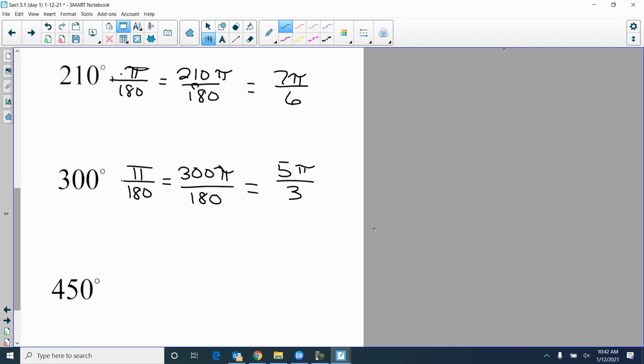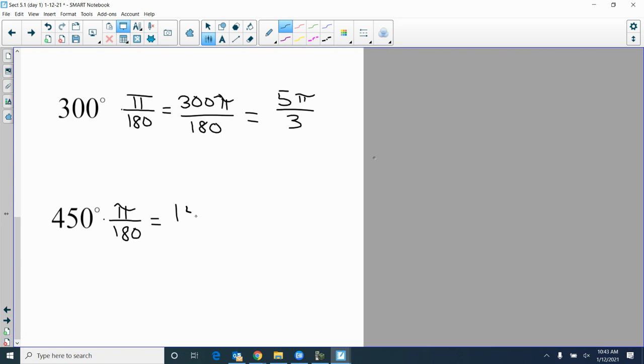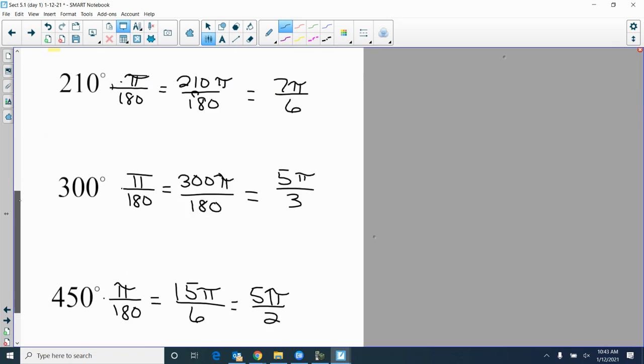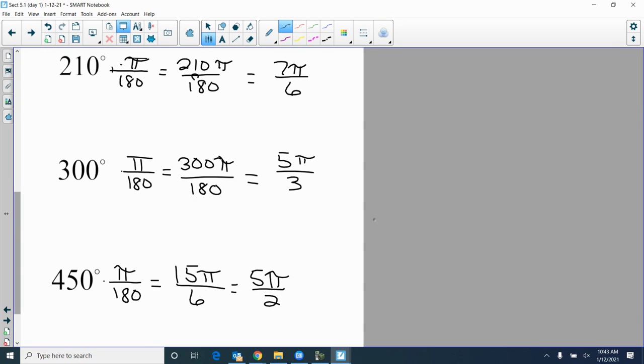450 degrees. If you haven't done it, do 450 degrees. With the unit circle, you typically deal with angles from 0 to 360, but you can convert any angle. Just multiply by pi over 180. Adam, why don't you let me know what you get? 15 pi over 6. Reduce that. 5 pi over 2. Yep, if you need to, just keep reducing. You'll get really good at fractions.